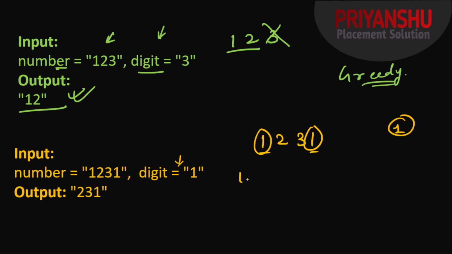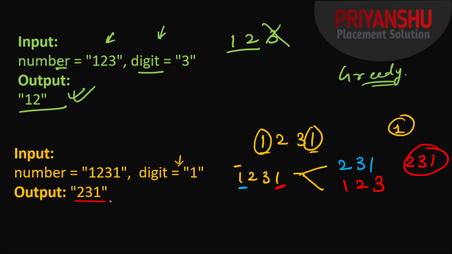For example, we have 1 2 3 1. If I remove the first 1, we get 2 3 1. But if I remove the last 1, we get 1 2 3. We need to find the maximum number, and the maximum is 2 3 1. That's why the answer is 2 3 1.